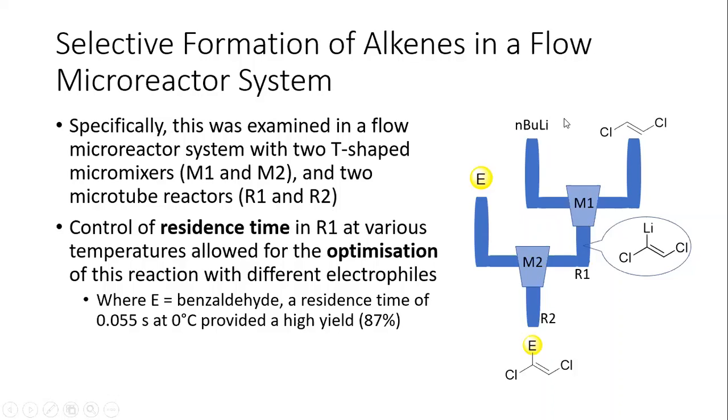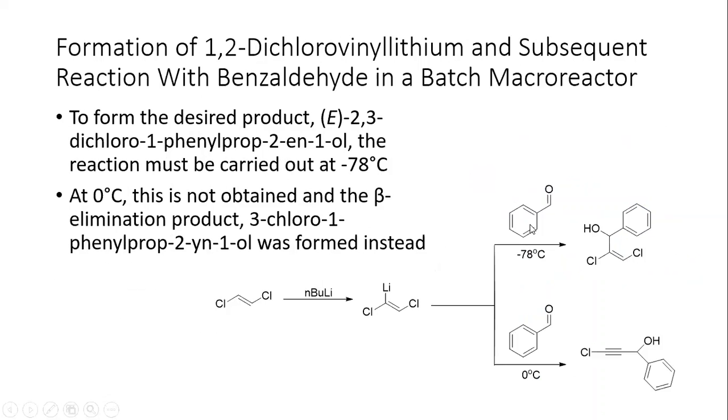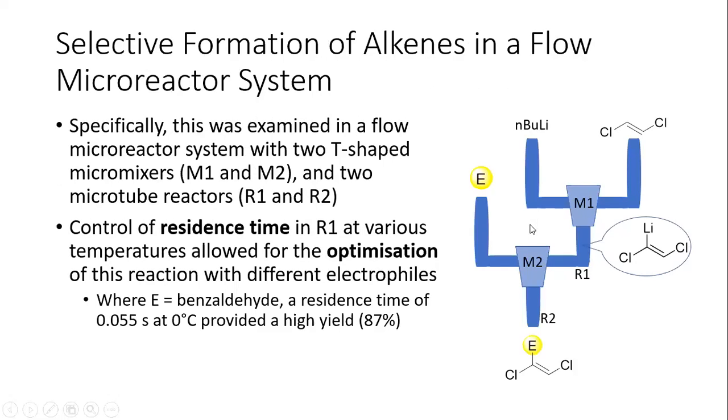Combination of N-butyllithium and trans-1,2-dichloroethene into M1 gives our unstable intermediate here. We have the ability to precisely control both residence time and temperature in R1, which means we can optimize the conditions of this reaction to give the best yield. Going back to our earlier example of benzaldehyde as the electrophile, in this system, a residence time of 0.05 seconds at 0°C gives the alkene product at a high yield of 87%.